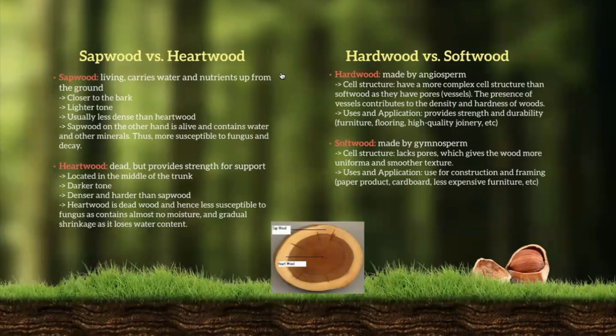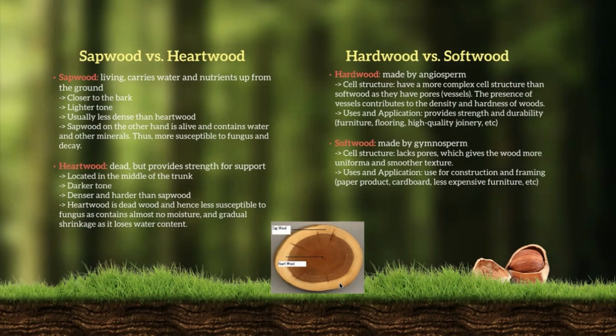Sapwood is a living wood that carries water and nutrients up from the ground. It is closer to the bark, and it is lighter toned, as you can see from the picture. It is usually less dense than hardwood. It is alive and contains water and other minerals, so it's more susceptible to fungus and decay.